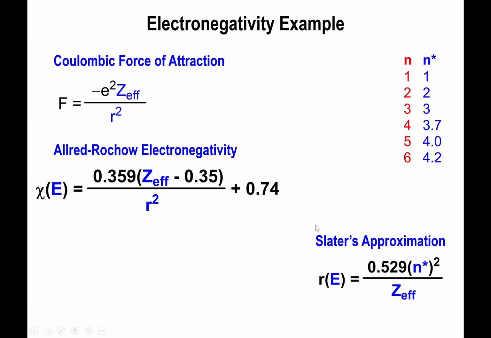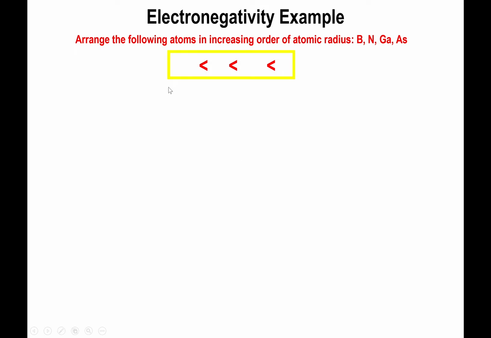That being said, we're going to take a look at this approximation to see how we can look at trends in particular. The values we're going to get are not super accurate, but the trend for the given elements is maintained relatively well. So let's take a look. We're going to arrange the following atoms in increasing order of electronegativity, not atomic radius, but rather electronegativity. We're looking at boron, nitrogen, gallium, and arsenic.